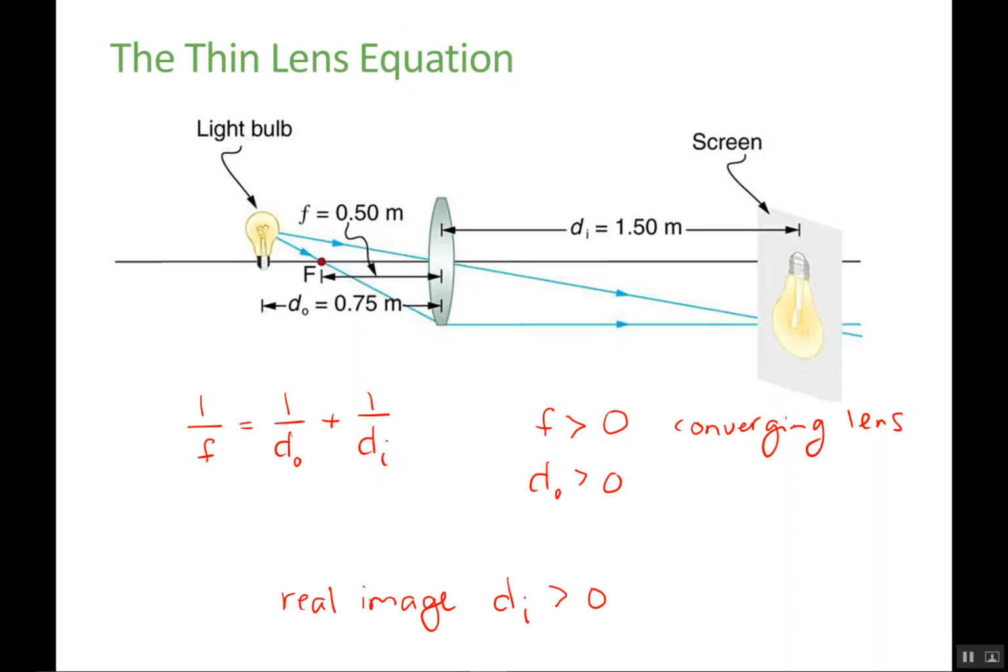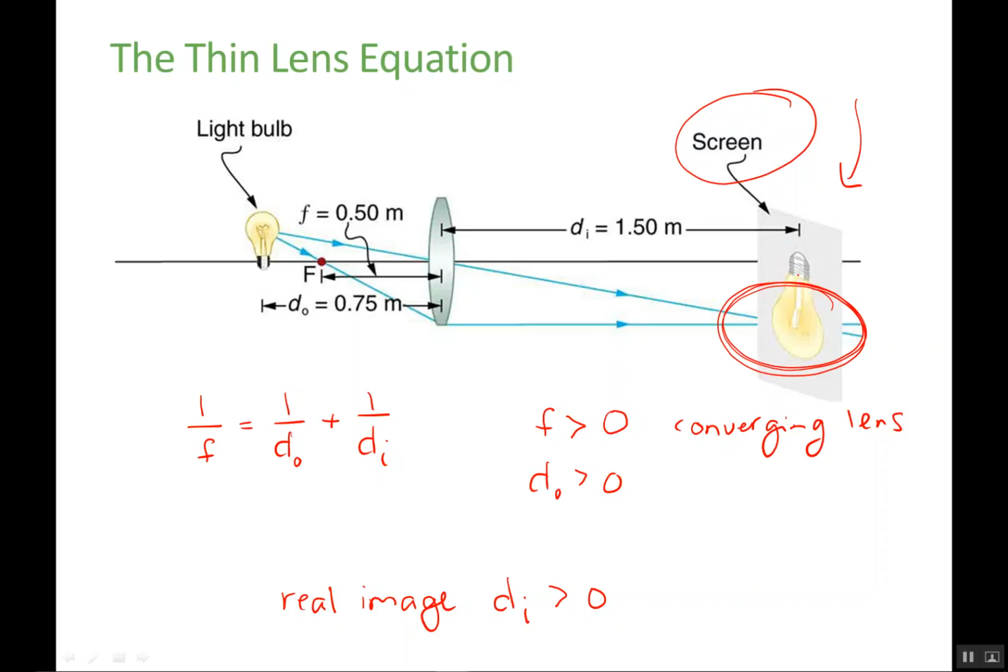In the case of what's being shown right here, the image is inverted, but this is a real image. By that, what I mean is that if you put a screen where the image forms in space, you'll actually see the image. Real images can be projected onto screens or projected onto film in a camera or the retina of your eye. It's real because light from the object actually finds its way to that point in space.